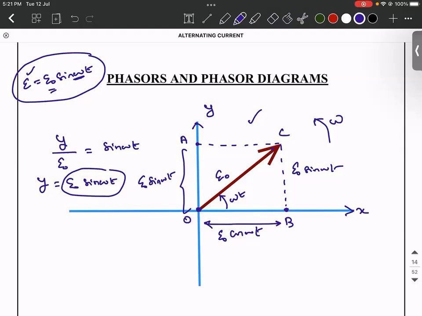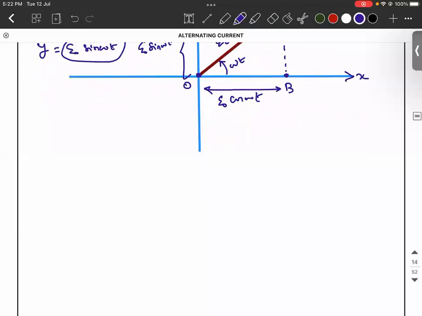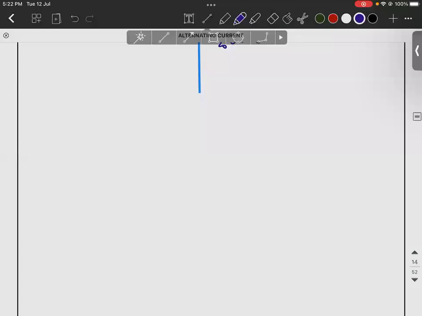Sir, O to B, is it E0 cos omega t? What do we represent? No, sir, that O to B distance. It is cos of. Sir, from O to B, that distance you have written, that is cos, not sine. Cos omega t. Okay. Is it clear, guys? Right. So we'll see how to represent both on the same graph or in the same diagram.